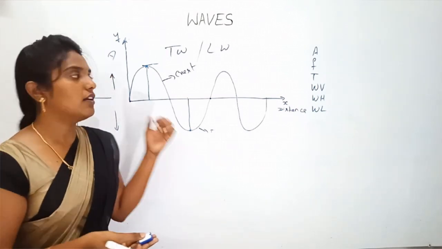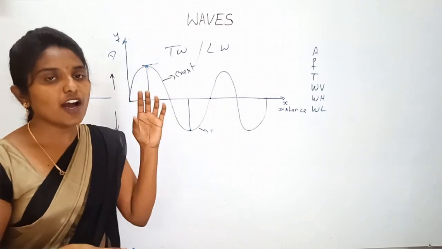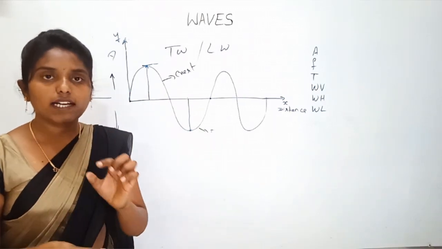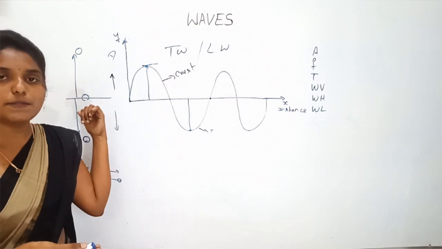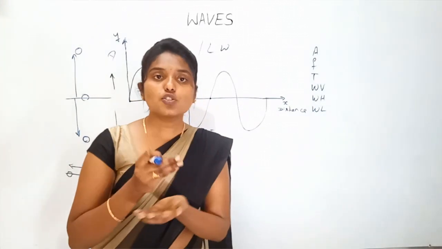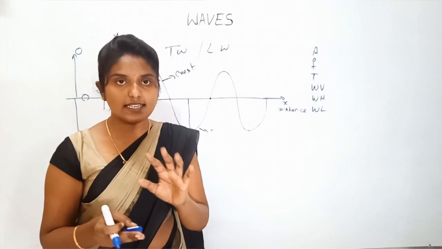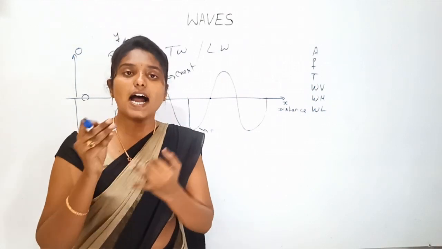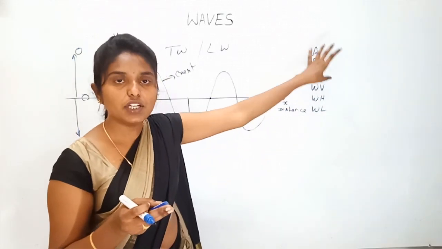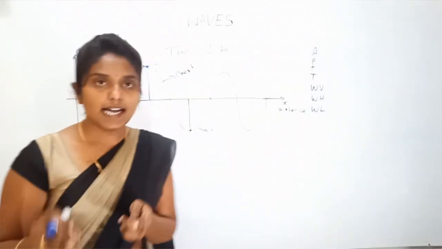If a particle makes 60 oscillations for every second, that means the frequency of this particle is 60 Hertz. It is denoted by the small letter f and its SI unit is Hertz. How it is denoted and the SI unit of all these terms are very much important. Okay, next come to the time period.